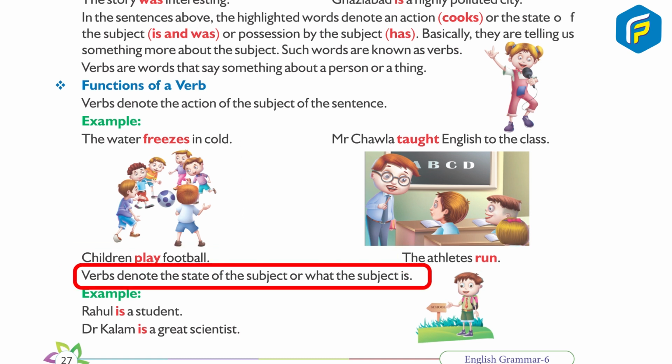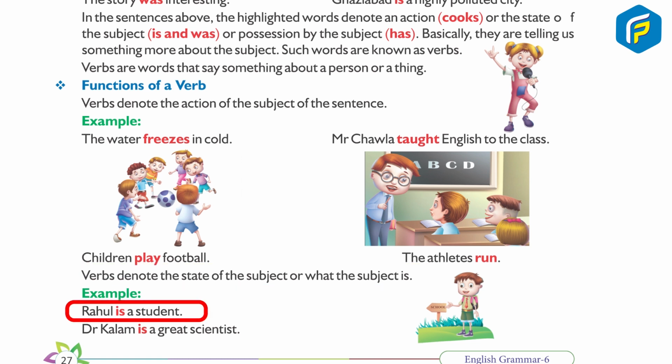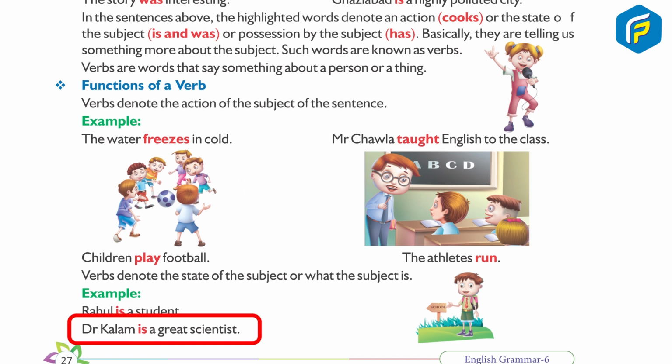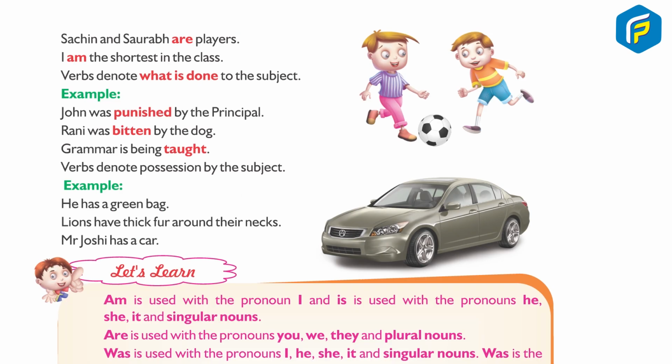Verbs denote the state of the subject, or what the subject is. Example: Rahul is a student. Dr. Kalam is a great scientist. Sachin and Saurabh are players. I am the shortest in the class.